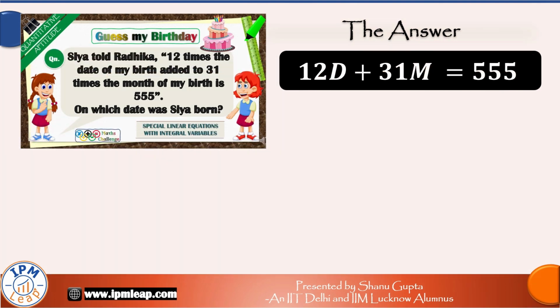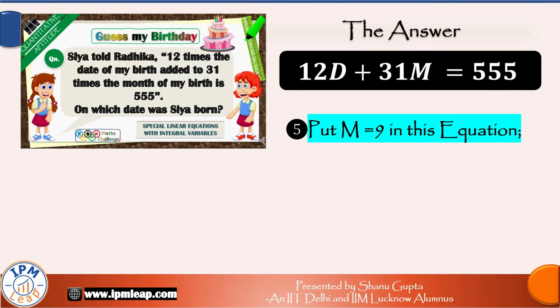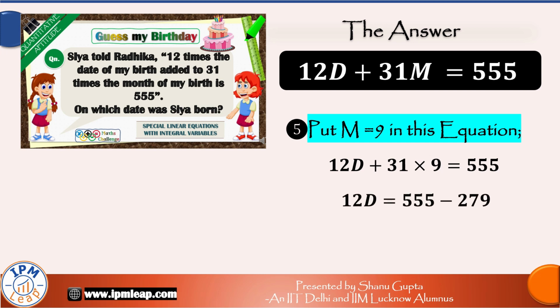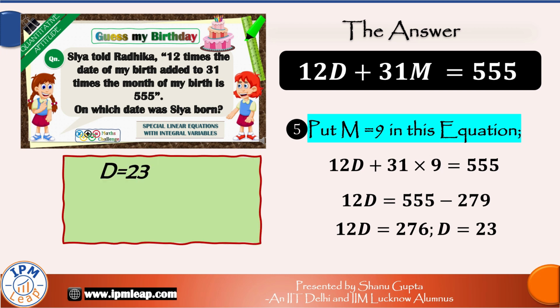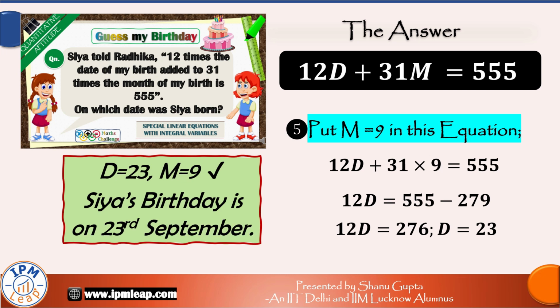So putting m = 9 in our original equation, we get 12d + 31 × 9 = 555. So 12d = 555 - 279. 12d = 276 and d = 23. Alternatively, you may use the revised equation at step 3. That would be even simpler, calculation-wise. So the answer to this birthday puzzle is 23rd September.